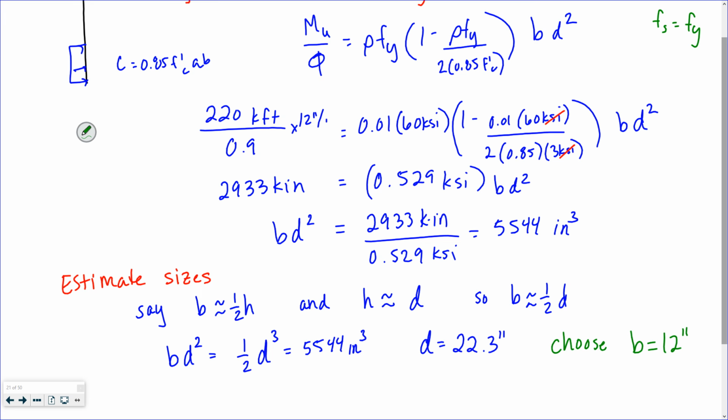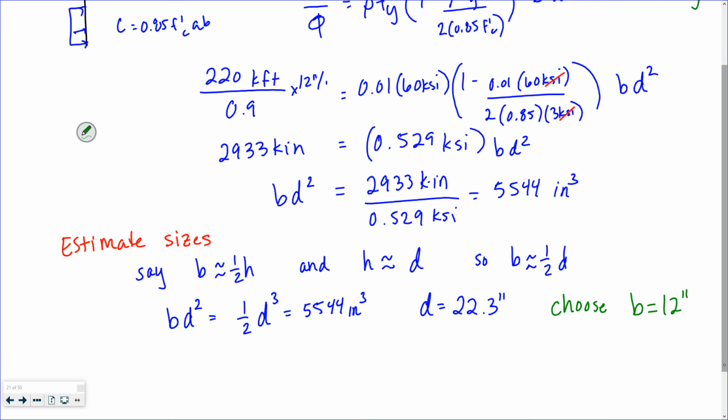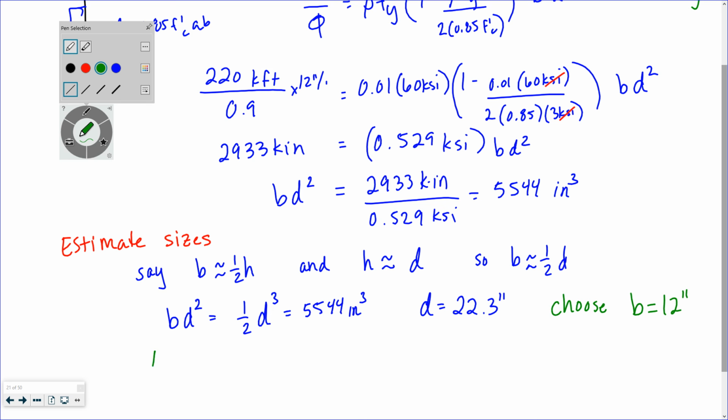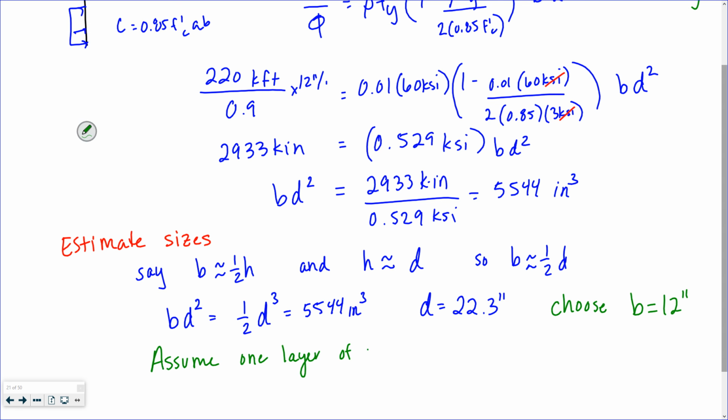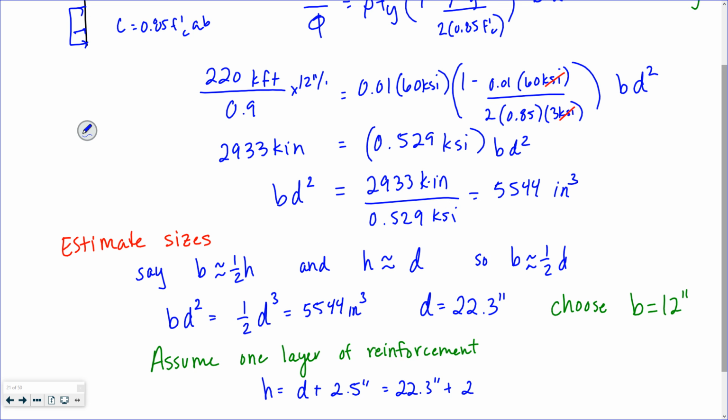And if D is 22.3, H is, if I assume one layer of reinforcement, my H is D plus 2.5 inches, so 22.3 inches plus 2.5 inches, 24.8 inches.